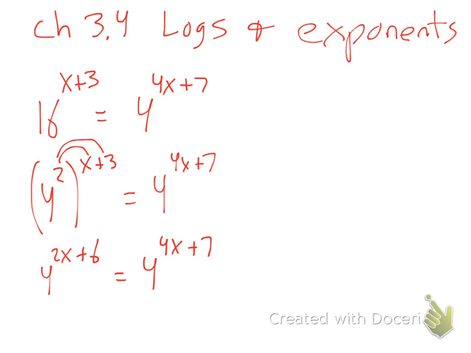And now we have it that 2 numbers are equal, and so are their bases. So the only way for these 2 numbers to be equal is if the exponents are the same. It's the only way. And so, when does 2x plus 6 equal x plus 7? Now we just created an Algebra 1 problem.